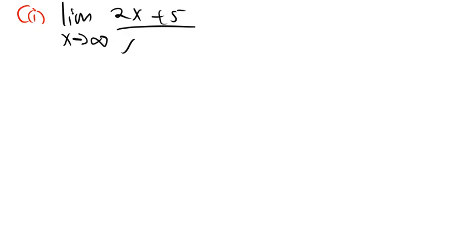That is C1. So C1 is saying find the limit as x is approaching positive infinity of 2x plus 5 divided by x squared minus 7x plus 3.